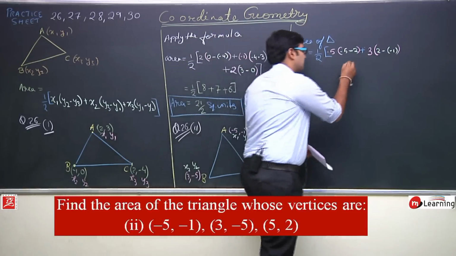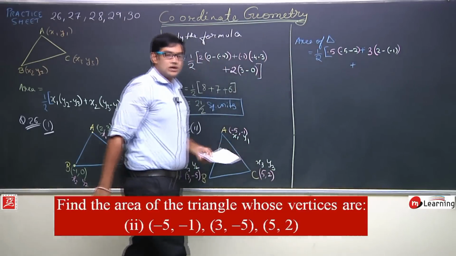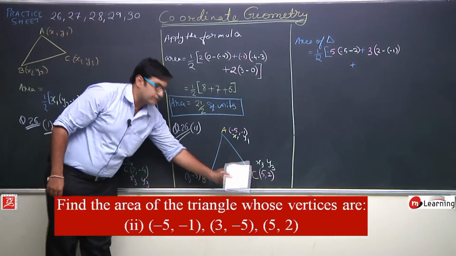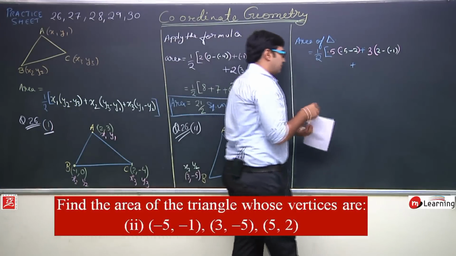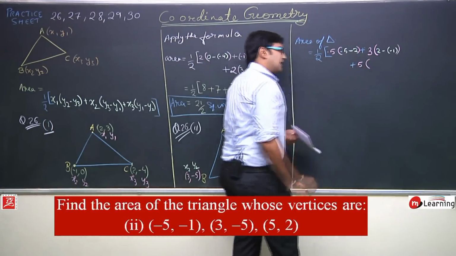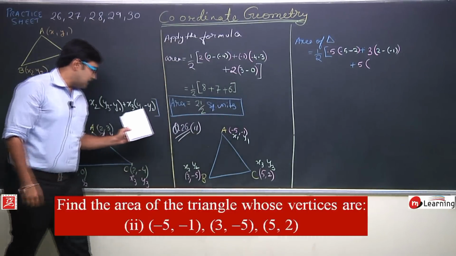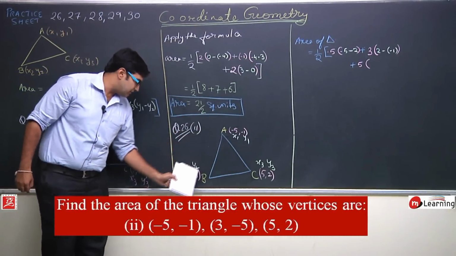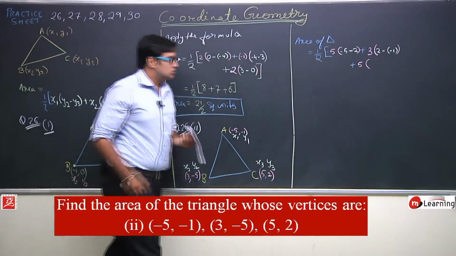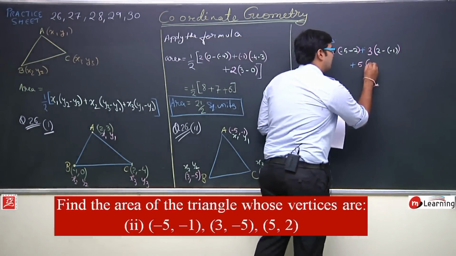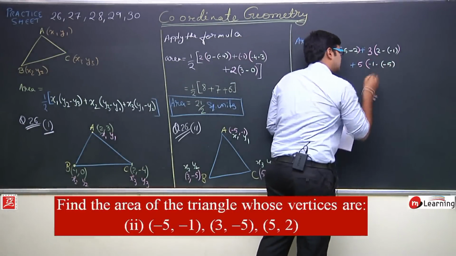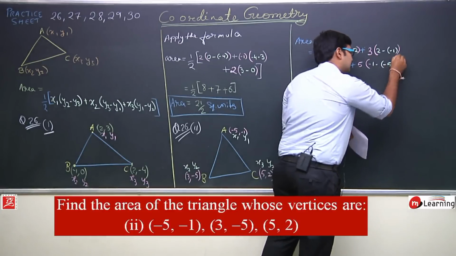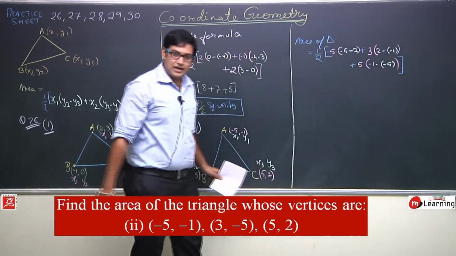Then the third term, plus, is x3. So what is x3? x3 is 5. So I am going to write here 5. Then in the bracket it will be y1 minus y2. What is y1? y1 is minus 1 and y2 is minus 5. So in bracket I am going to write minus 1 minus of minus 5 and the bracket close. So this is the area of the triangle ABC.